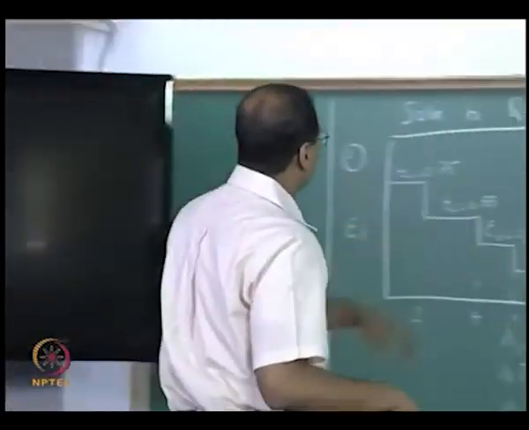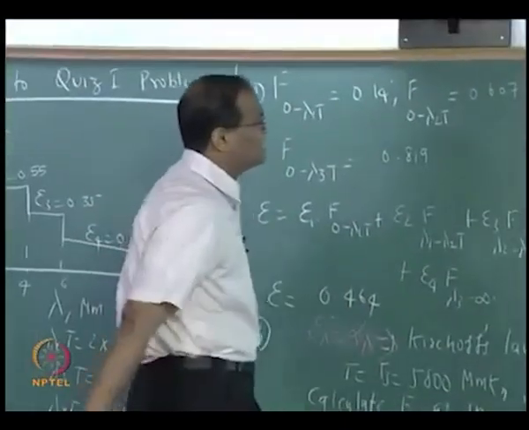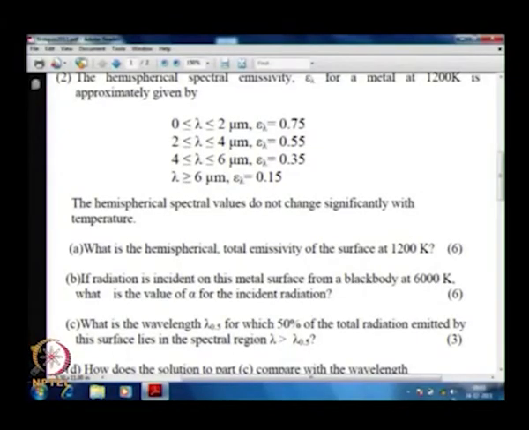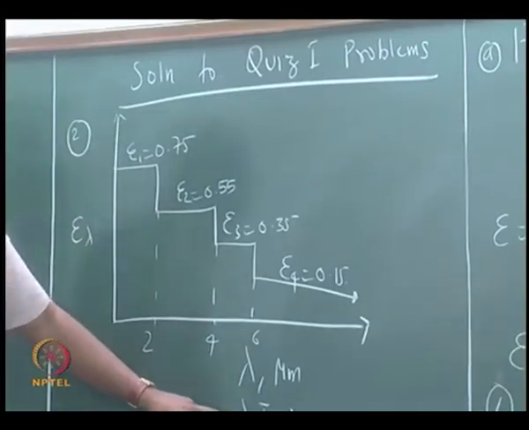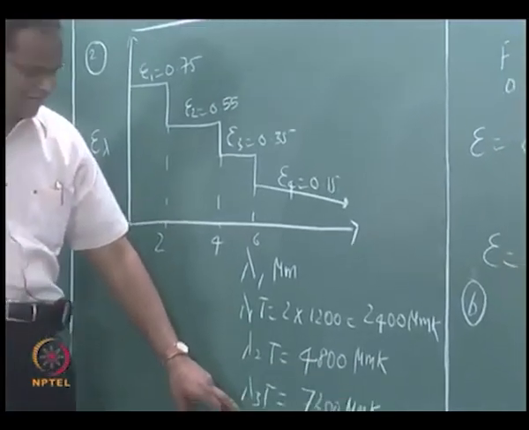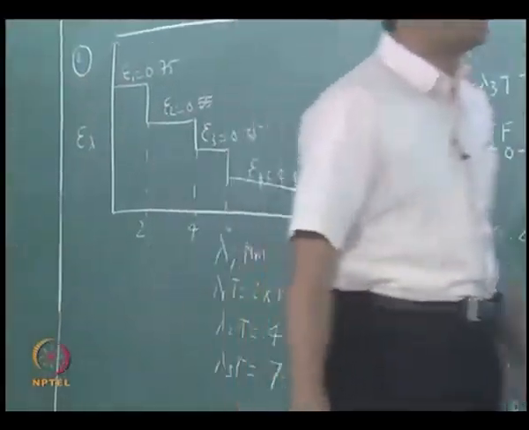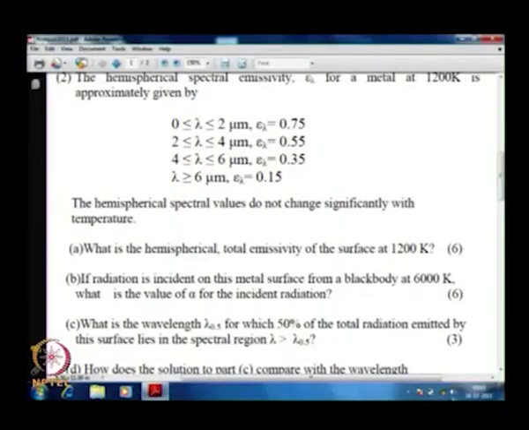The second problem most of you have done, but for the sake of completeness I will go through this again. This is the hemispherical spectral emissivity. The first step is to plot it like this, epsilon lambda versus lambda, then evaluate. There are 3, lambda 1, lambda 2, lambda 3. So calculate lambda 1 T, lambda 2 T, lambda 3 T. This T corresponds to 1200 Kelvin, which is the temperature of the surface.